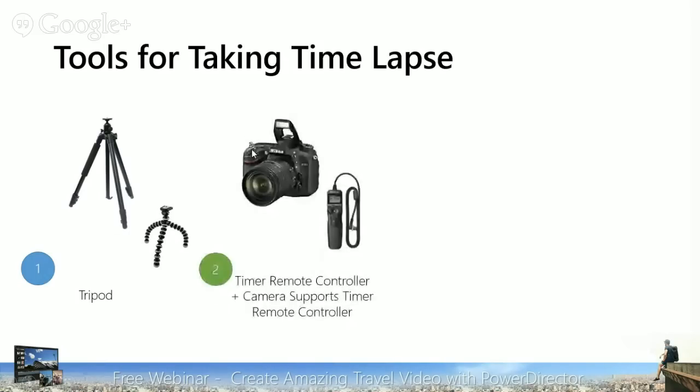The second thing you need is a camera, of course. There are several different types of camera setups you can use. The first one, the more traditional way, is if your camera doesn't have a built-in time-lapse mode or interval meter mode, then you can use a camera that supports a timer remote controller, like this one, which is a Canon model. It supports a timer remote controller.